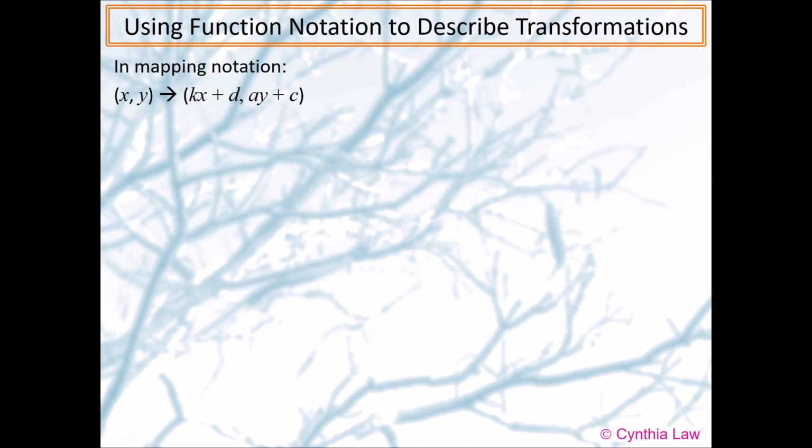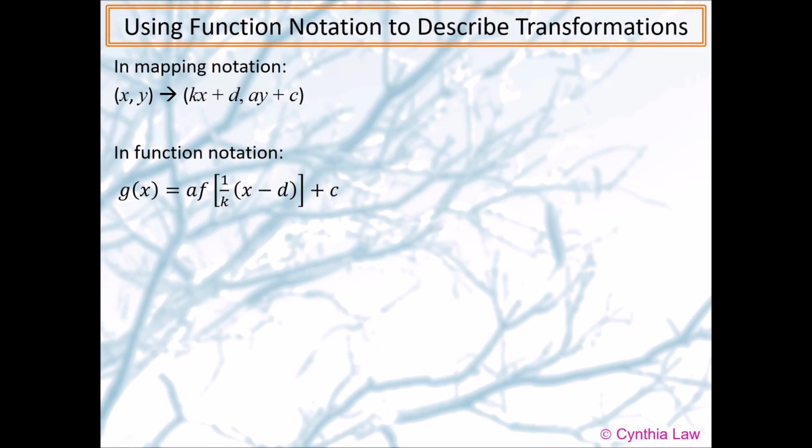We have just finished looking at how to use mapping notation to transform every single point in the original picture to a new image picture. Now we want to look at a bigger picture of how curves or lines are being transformed. So we'll need function notation to describe the bigger picture, not mapping notation to describe individual points.